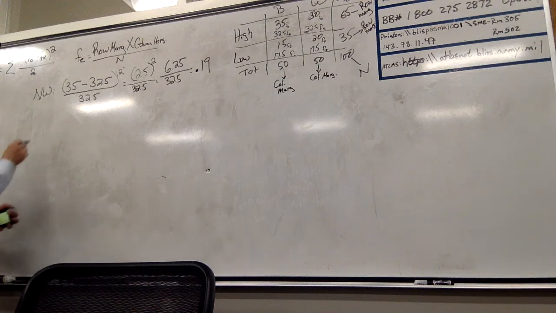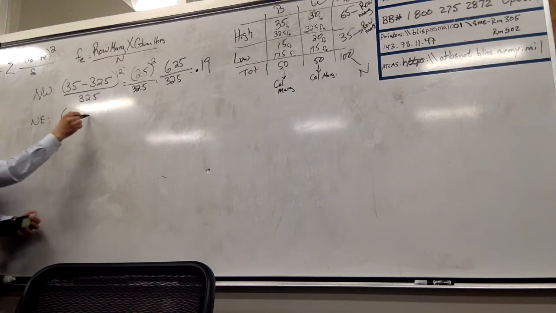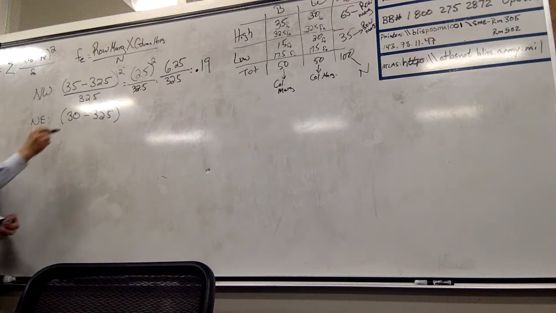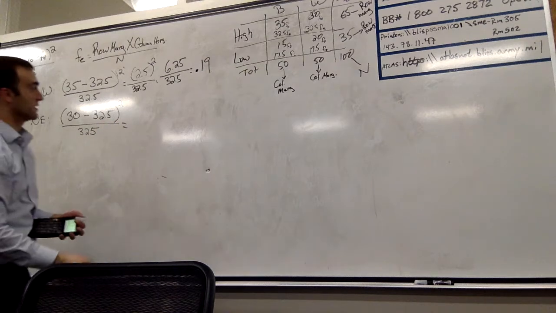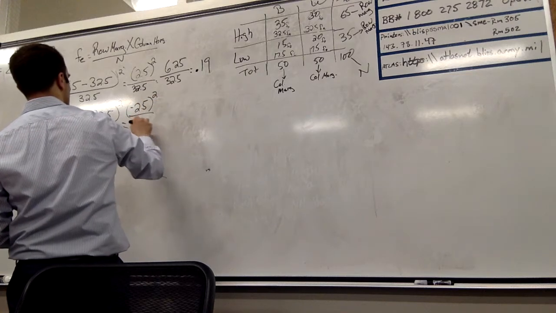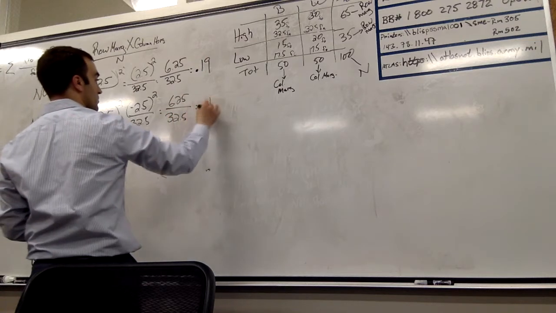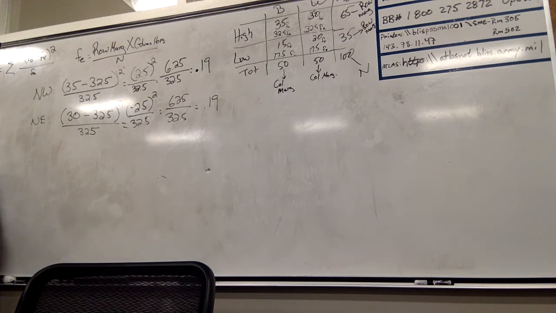Go clockwise to the northeast. We observed 30 minus, we expected 32.5. Square it. Divide by 32.5, the expected. And you're going to end up with the same thing. Negative 2.5 squared over 32.5 is 6.25 over 32.5 to get 0.19. So we got 0.19 for the northeast cell.